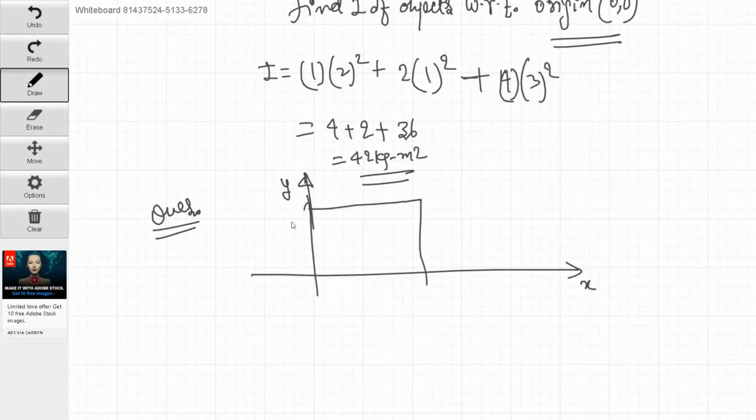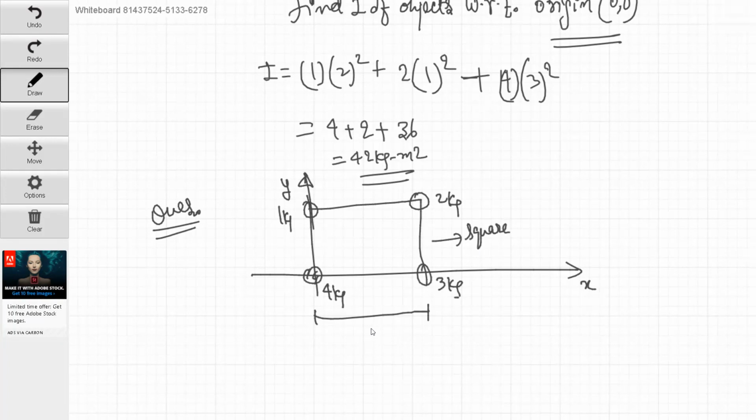This is the square. Here the mass is 1 kg. Here the mass is 2 kg. Here also the mass is 3 kg. And here is the mass that is equal to 4 kg. Isn't it? The side length of the square, this is a square, is equal to 2 meter.